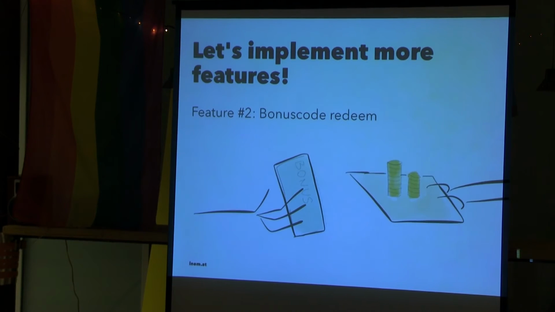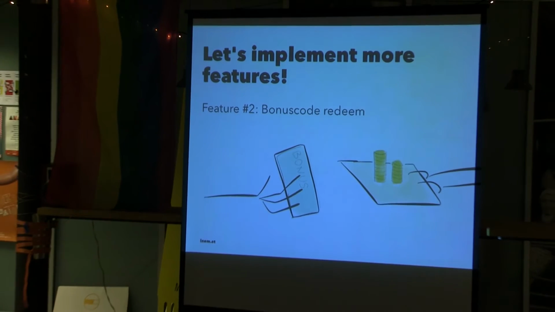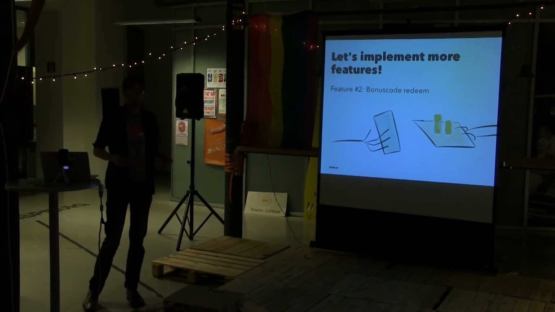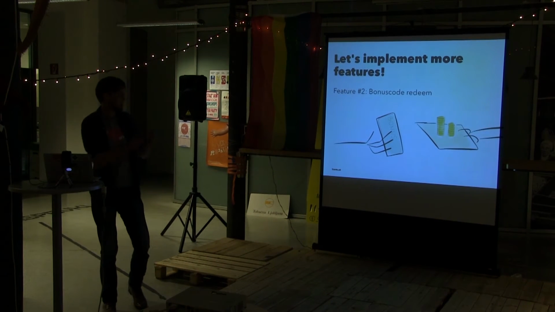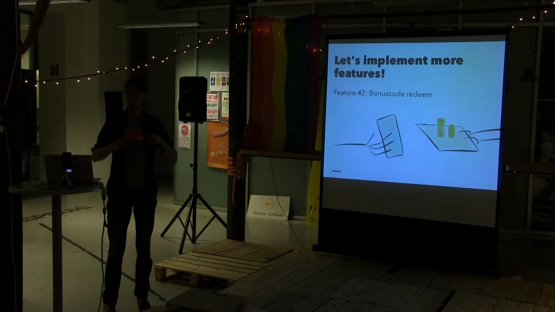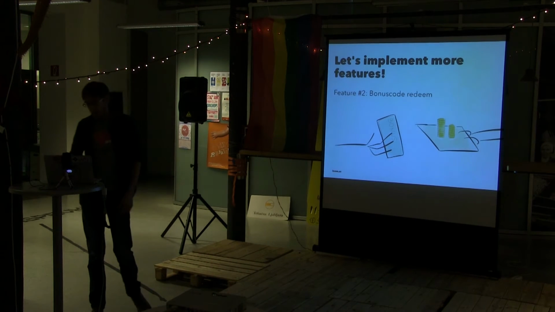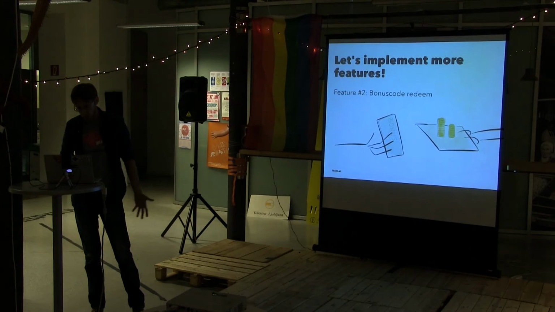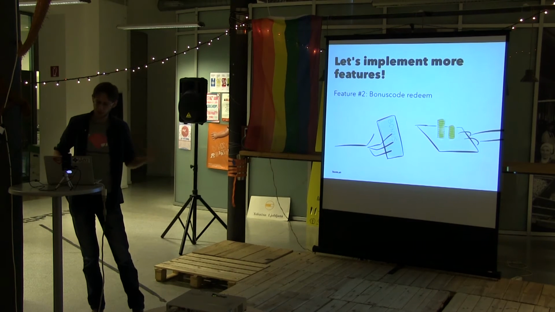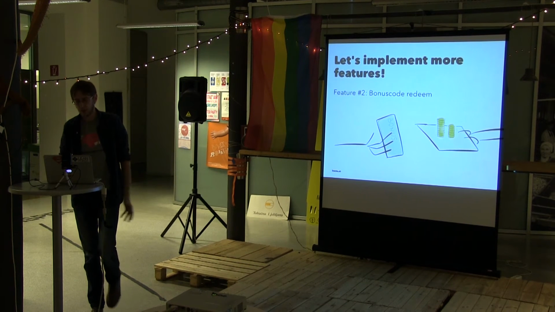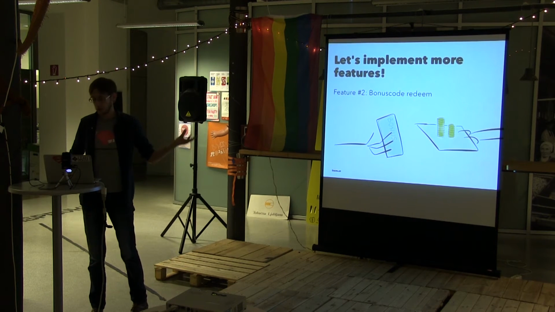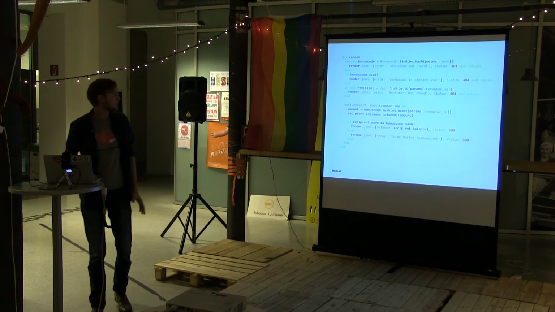And here comes the second feature, bonus code redeem. It's simple. A user comes with some bonus code and shows it to the system, and the system checks how much it should put on his account. I recently started an internship for junior Ruby developers, and most of them, when I give them a similar task, write the code like this.